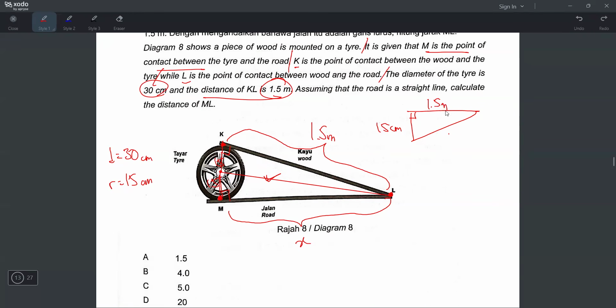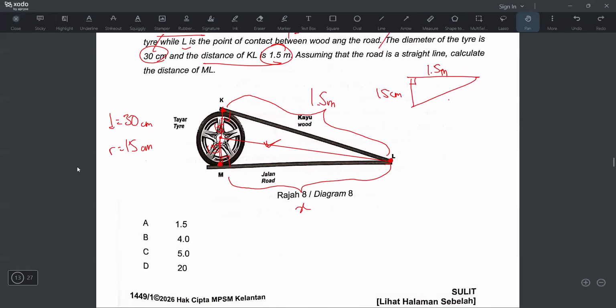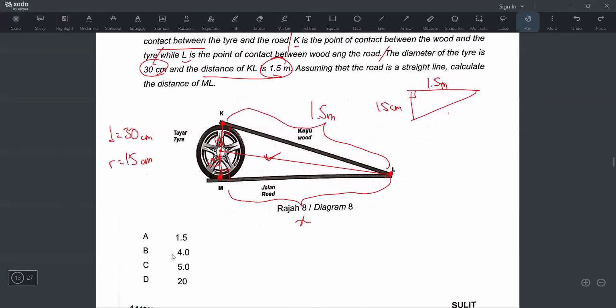But the unit is weird, right? Okay, they want the answer in what? Assuming that the road is a straight line, calculate the distance of ml. They never say the distance ml they want is in meter or cm. Let's look at the BM version. BM pun tak cakap. But looking at the ABCD answers, I feel like they want it in meters. So let's just change everything to meters.